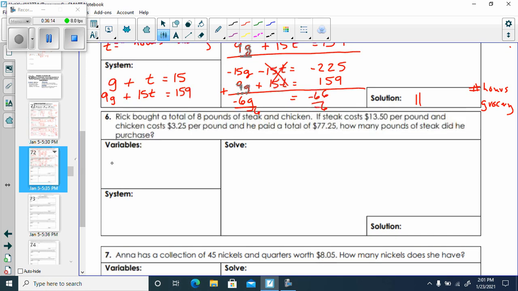Okay, number 6. Rick bought a total of 8 pounds of steak and chicken. So total of 8 pounds, and it's steak and chicken. Steak costs $13.50 per pound. Chicken costs $3.25 per pound. He paid a total of $77.25. How many pounds of steak did he purchase?